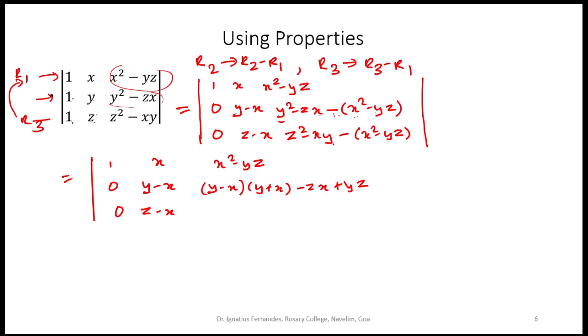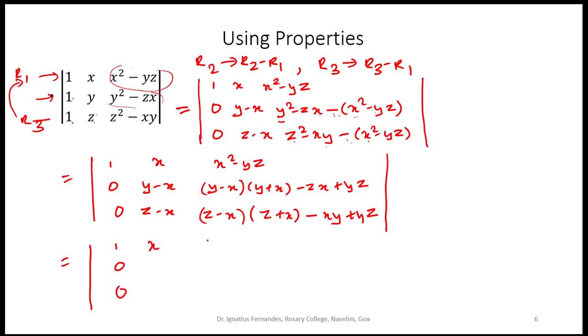The same way in the third row here I have z square minus x square. Again z square minus x square can be written as z minus x into z plus x, minus xy here, and I have minus into minus yz, plus yz. So let me rewrite it. So I have 1 0 0. I have x, y minus x, z minus x. This I have x square minus yz.